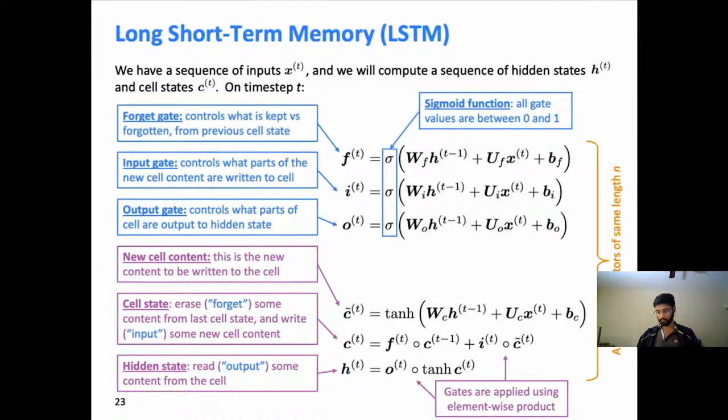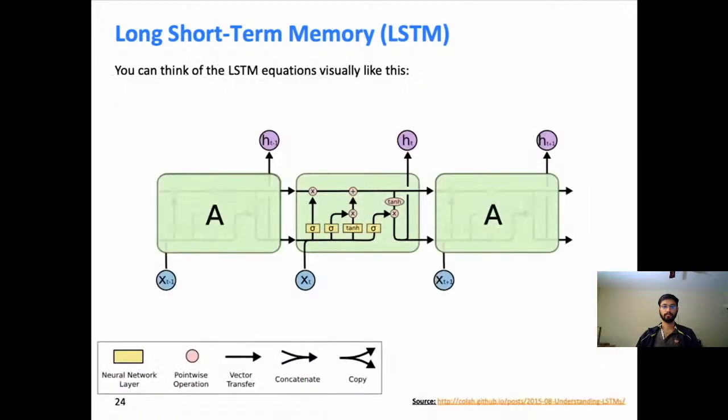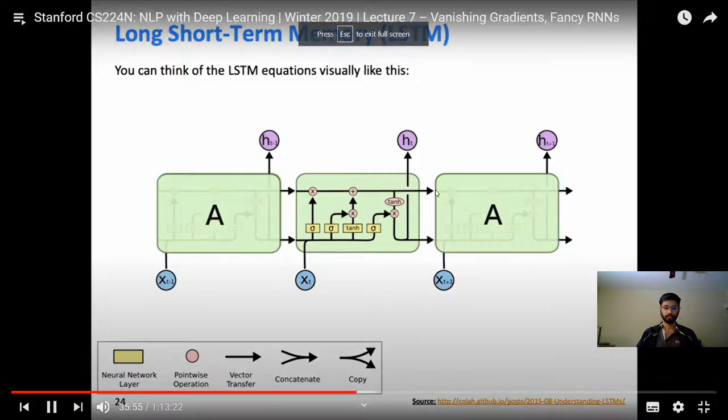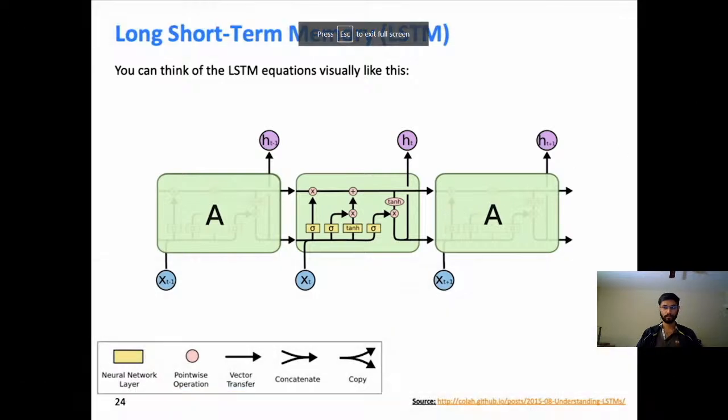Okay. So as a reminder, all of these are vectors of the same length n. Okay, some people learn better from diagrams than equations, and here's a diagram presentation of the same idea. This is a really nice diagram from a blog post by Chris Olah about LSTMs, and that's a good place to start if you want to get an intuitive understanding of what LSTMs are.